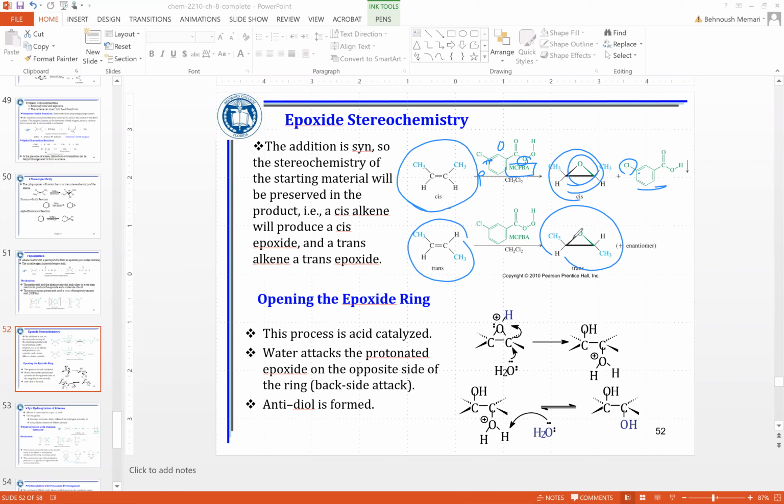For the ring opening, you should know from chapter 3 that when you have sp3 hybrids, for each of these carbons the expected bond angle is 109.5, but the actual is 60 degrees. So the angle strain here puts a lot of pressure on this epoxide ring. So the epoxide ring can be opened easily if you bring in a nucleophile. It can be attacked by a nucleophile.